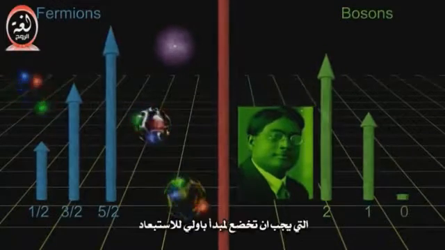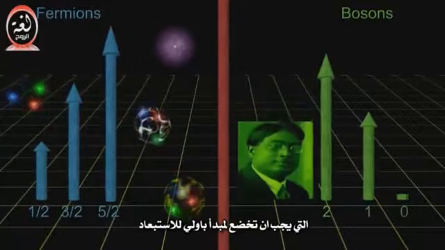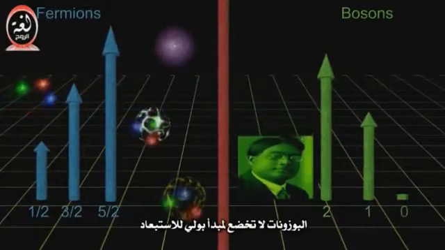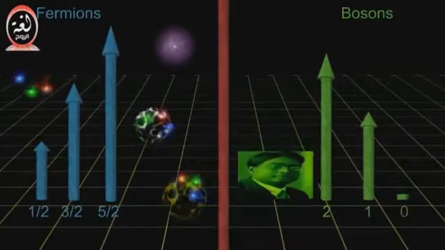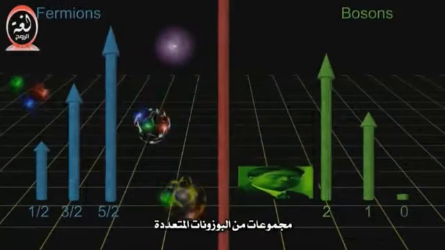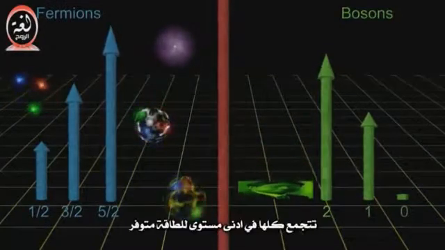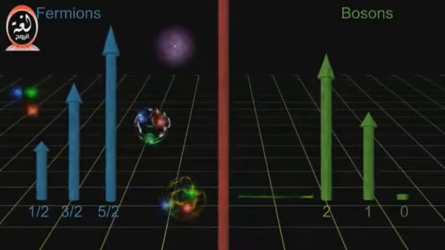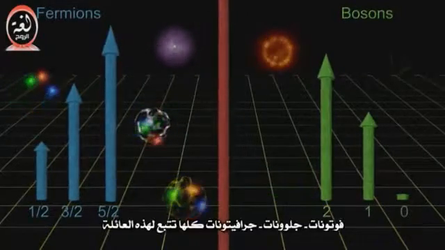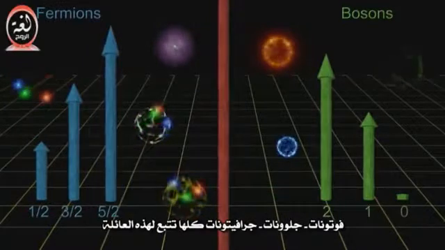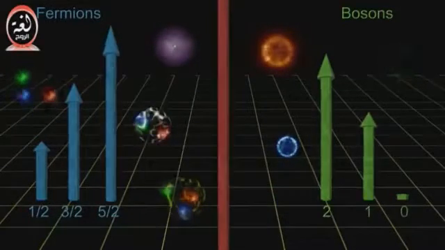Unlike fermions, which must obey the Pauli exclusion principle, bosons do not. Groups of multiple bosons will all gather in the lowest available energy state. Photons, gluons, gravitons all fall into this family.